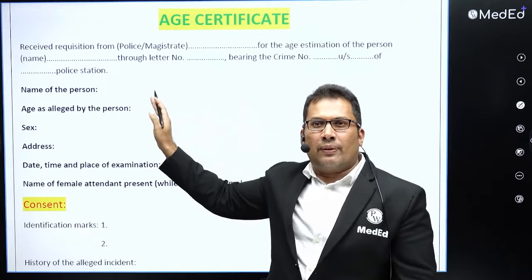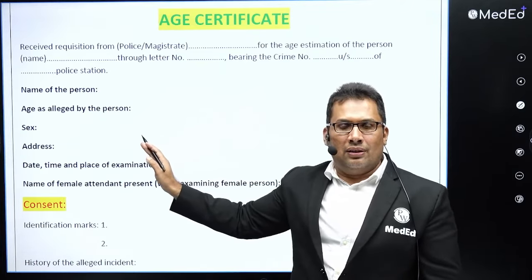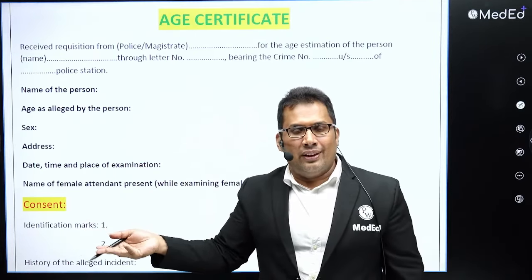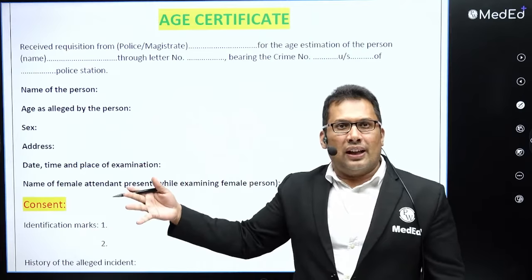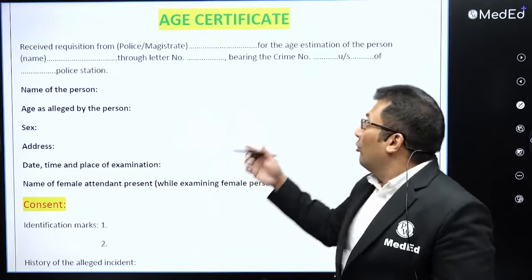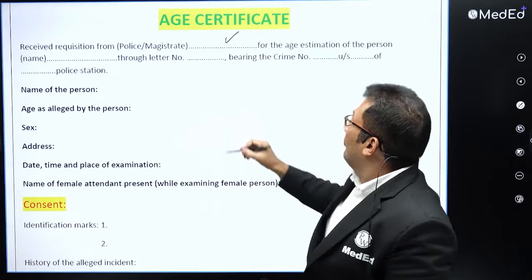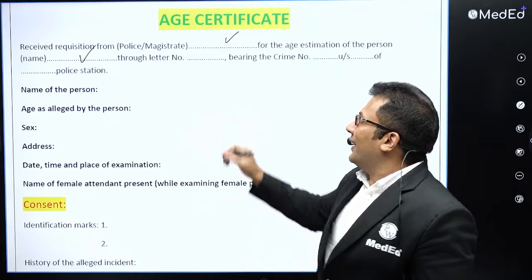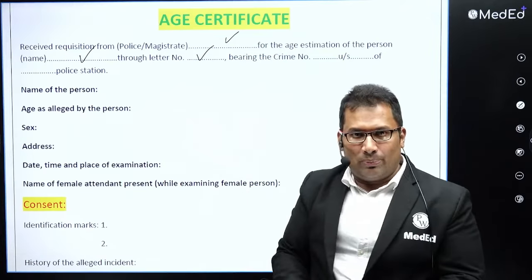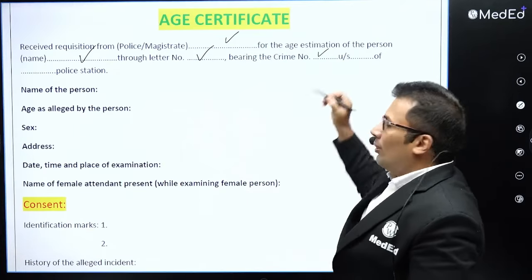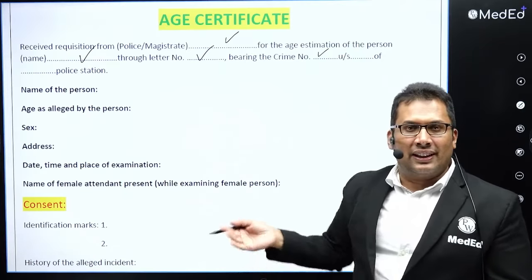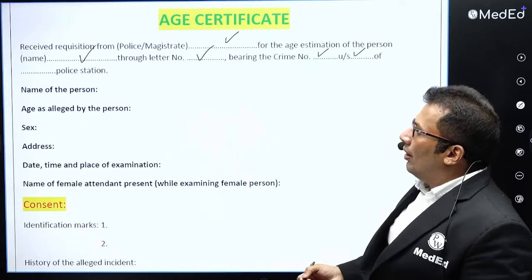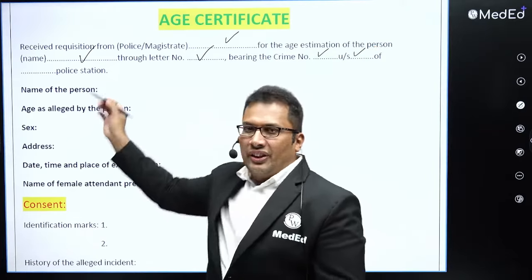Received requisition from police or magistrate, sub inspector, dash police station, Shumaga rural police station, magistrate and the court, for age estimation. Name of the person, through letter number. There will be a letter number that you need to mention. Crime number, what is the crime? 307, 376, whatever that is, under section, and dash police station.